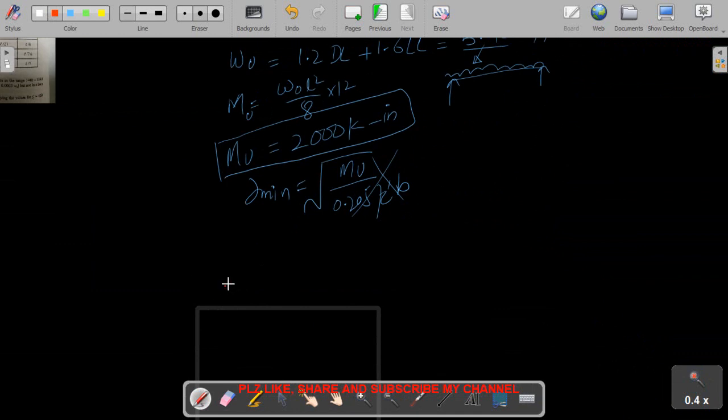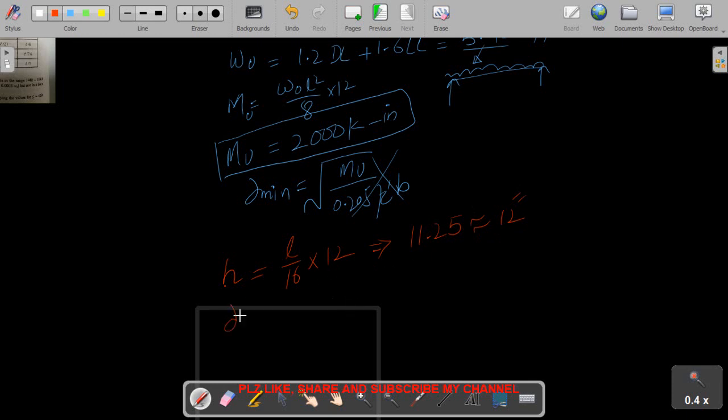So the depth of the beam. Remember, this coefficient will give you h. So L by 16 times 12. So L is 15 feet multiplied by 12 to convert it into inches. It gives us 11.25 inches, which, let's say we are rounding to 12 inches.